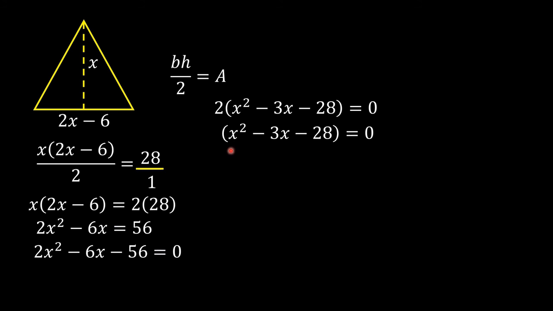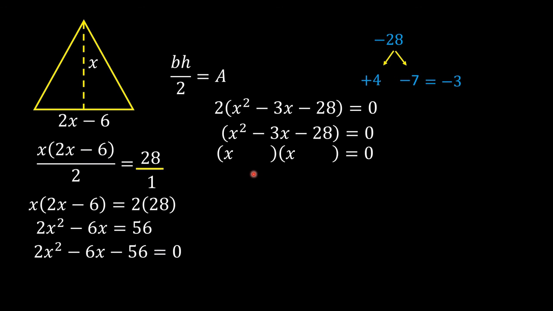Factor the left side. This is the monic quadratic trinomial. Find two numbers that will give a product equal to negative 28 and a sum equal to the coefficient of x, which is negative 3. Negative 28. Try positive 4 and negative 7. Positive 4 times negative 7 is negative 28. Positive 4 plus negative 7 is equal to negative 3, which is equal to the coefficient of x.